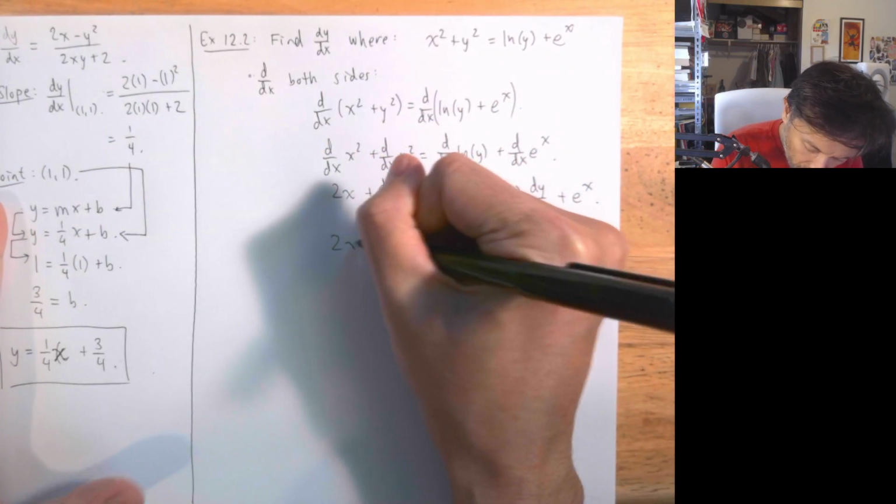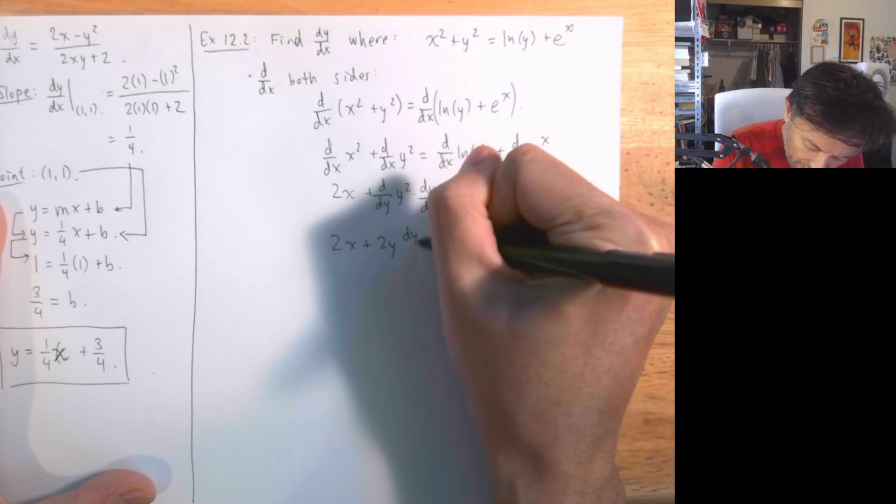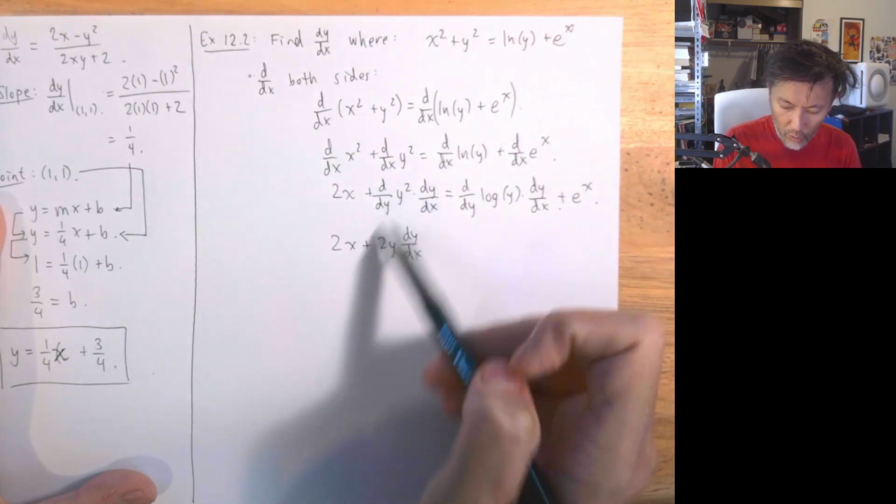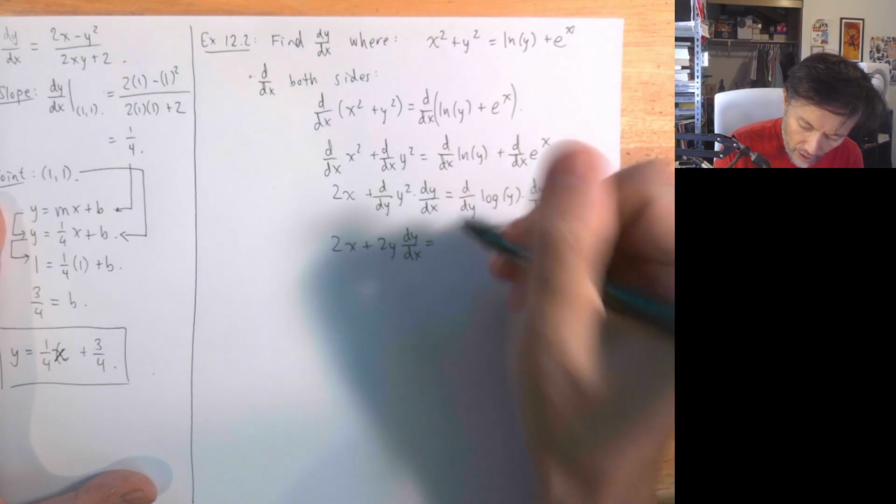We have 2x plus 2y dy dx, right? That's d dy of y squared is 2y. d dy of log y.